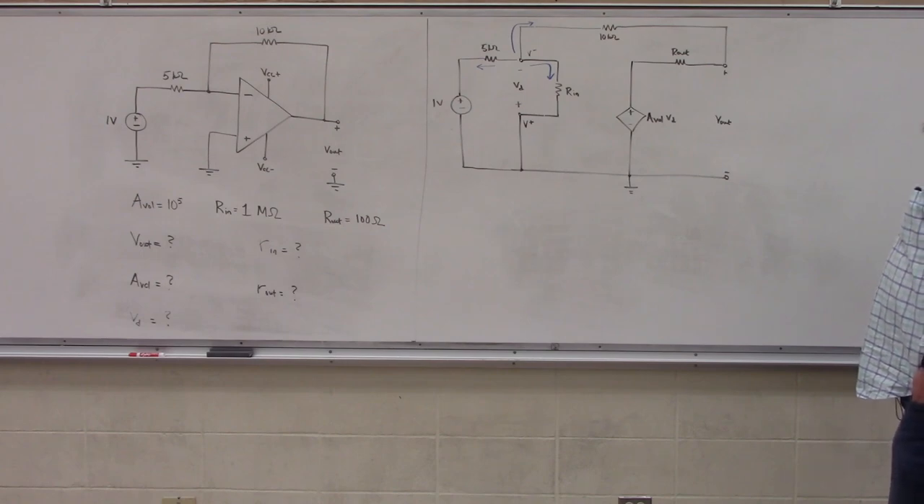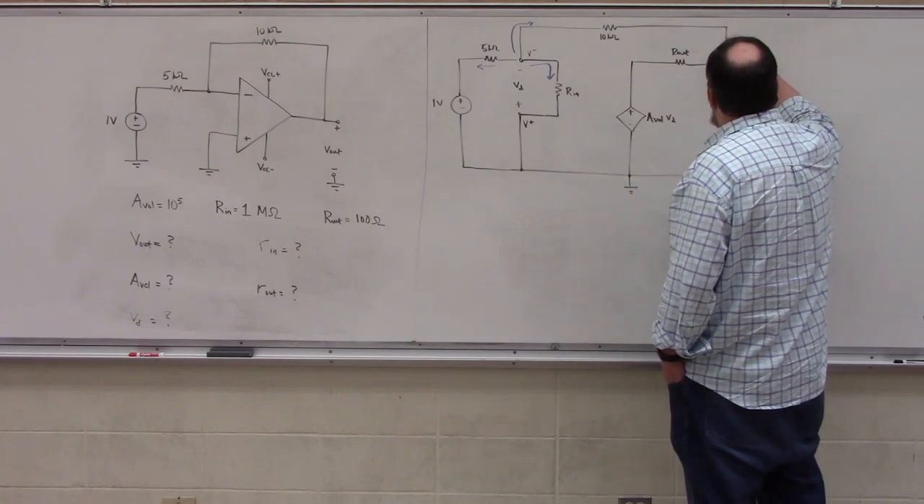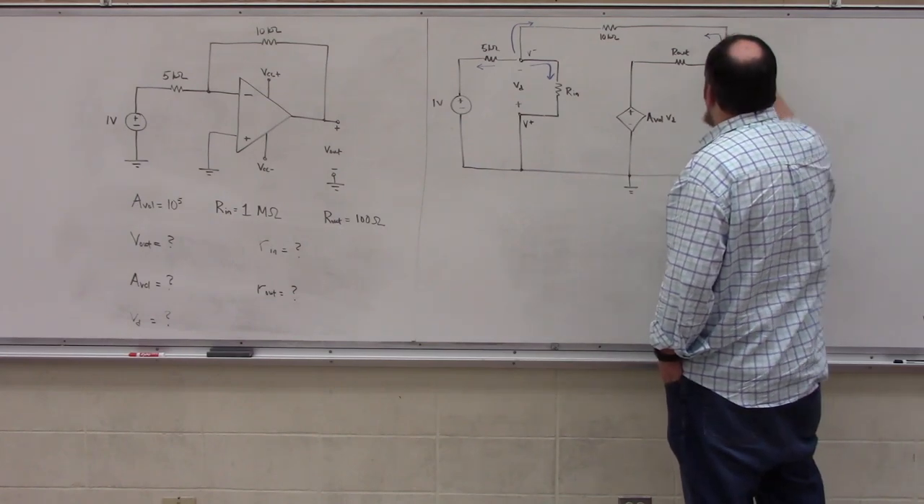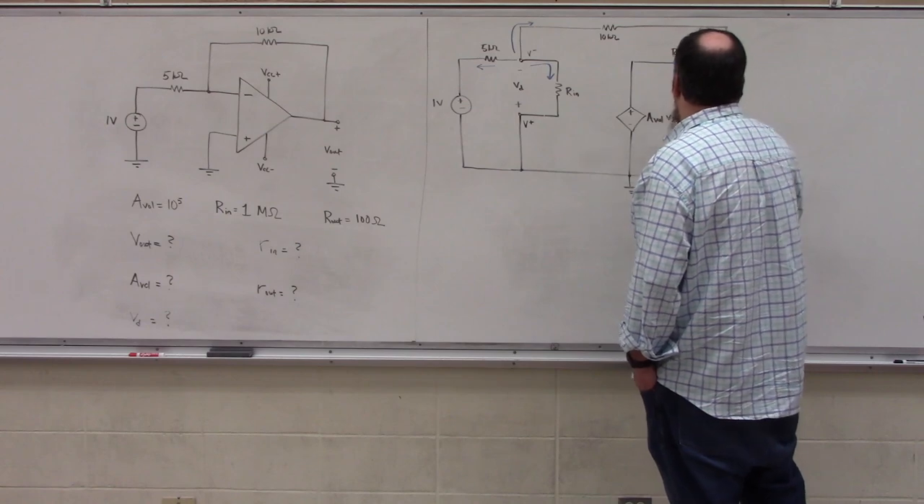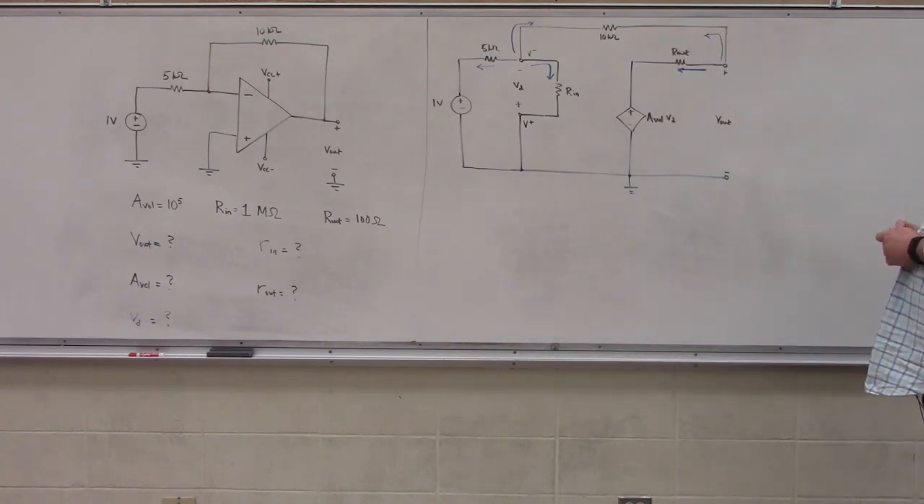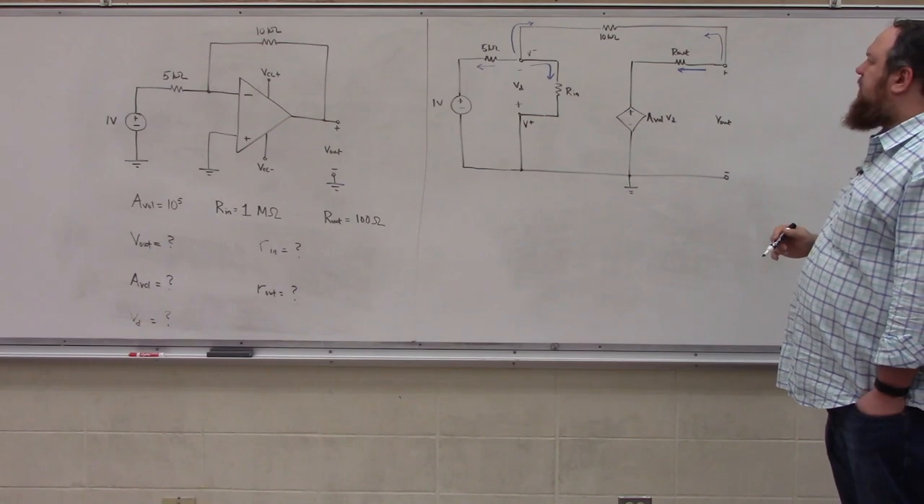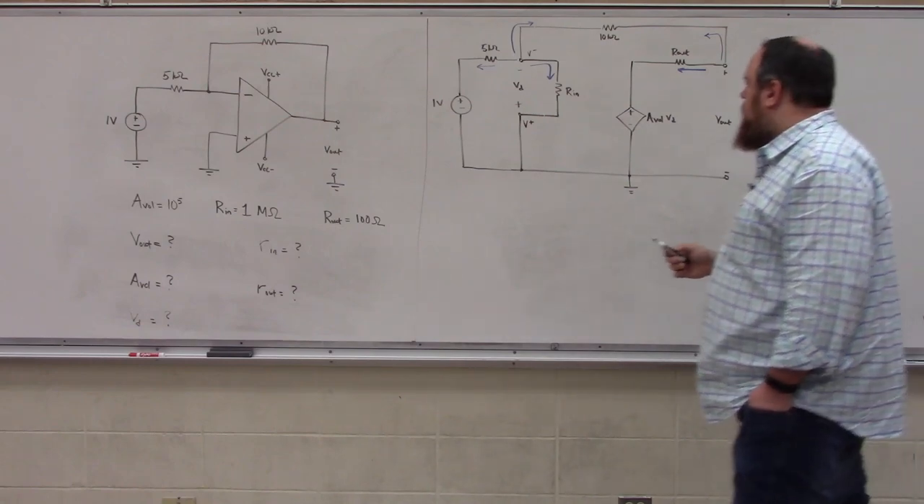I'm also going to have to perform KCL at my output node as well. So I'll have this current directed up, and then this current directed to the right. And that should allow me to calculate several of these quantities. So let's start by applying KCL at the inverting terminal.